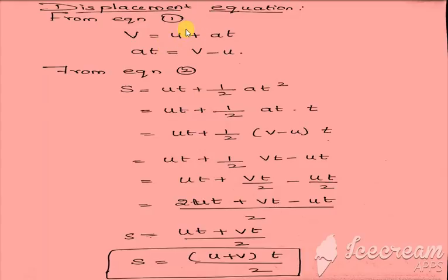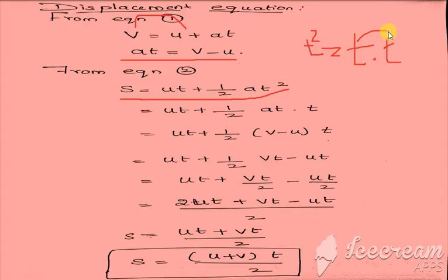First, take this and bring this u to this side. This becomes at is equal to v minus u. Then the second equation I am writing as it is. Now how can we write t square? We are going to write it as t into t, because t into t becomes t square. So I am writing here t into t. Now instead of this at, I am going to substitute this value. So at is equal to what? v minus u.